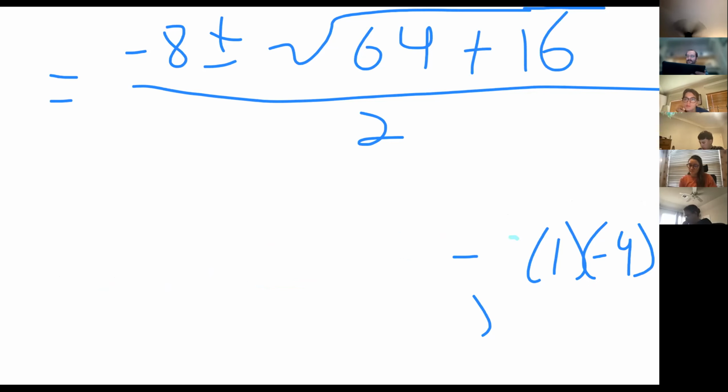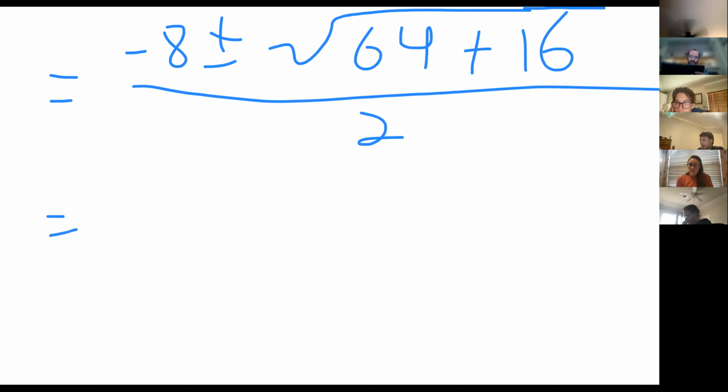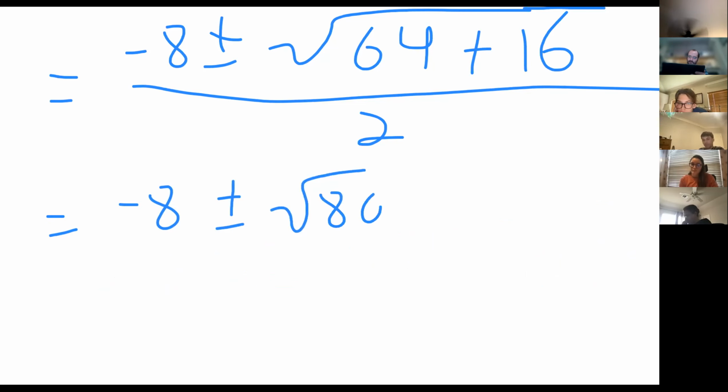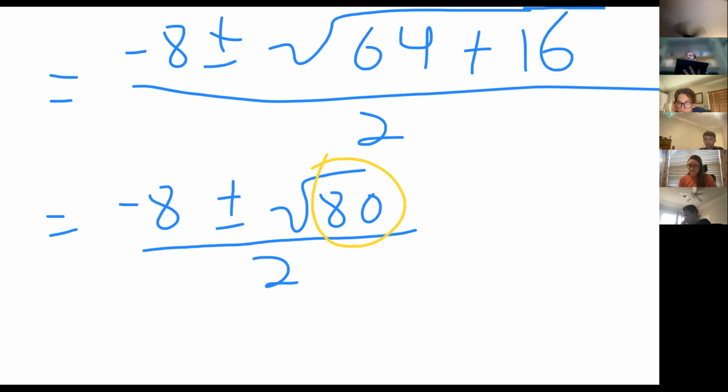And so after that, I got negative 8 plus or minus the square root of 80 over 2. Okay, and then this thing, right? We can clean up this thing. This is going back to the stuff we were doing right before the test with the radicals. How do we clean up root 80?